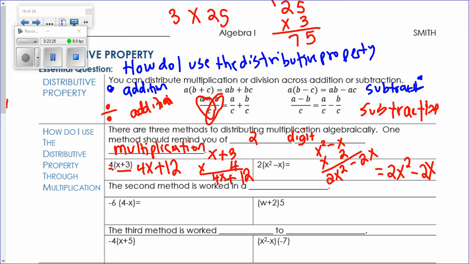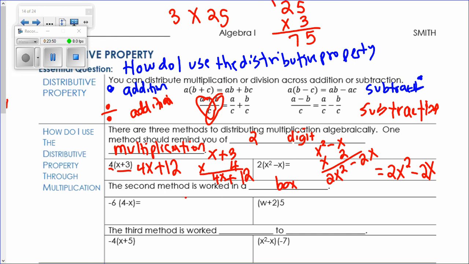Now the second method is worked in a box. So for this method, you're going to say negative 6, have your box. Let's make some room here.